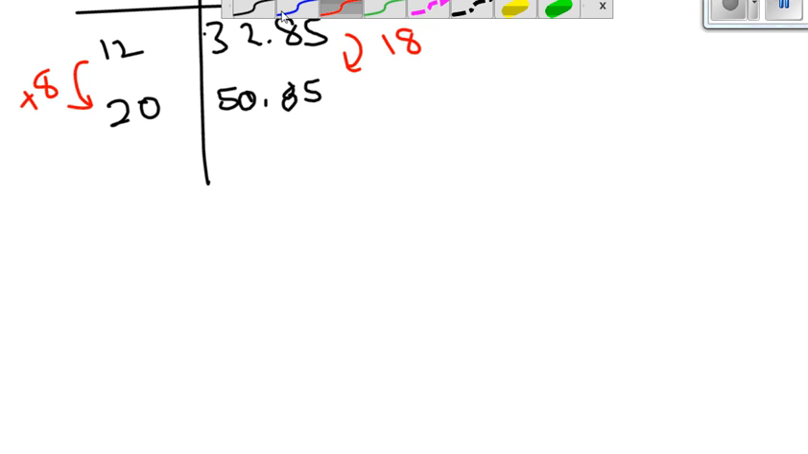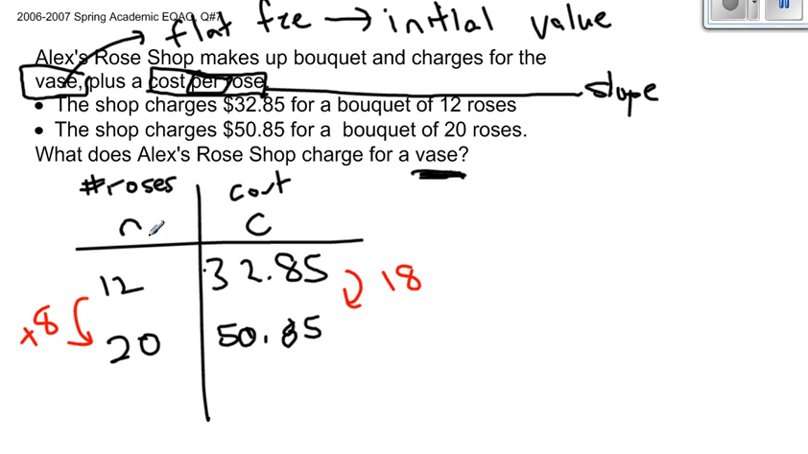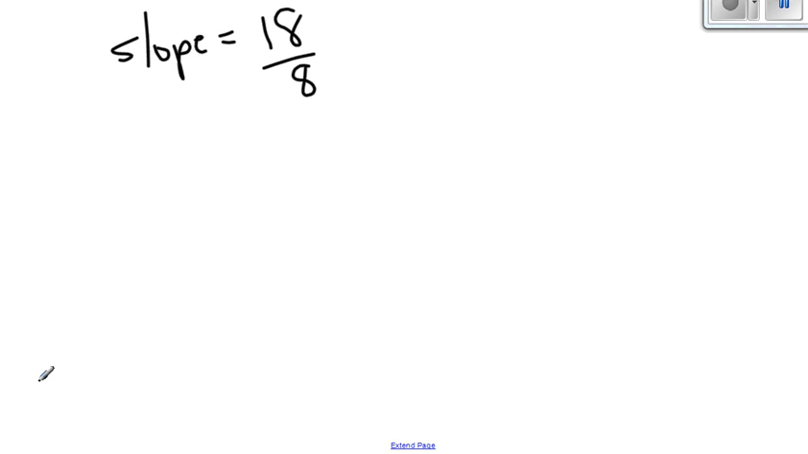So I know now that slope is 18 over 8. Now notice, I can't do that little trick I showed you where I subtract 8, because if I subtract 8, I'm only at 4. And that means I don't have the initial value. So I'm going to keep going using this method. And again, this is a question about money, so I know that I'm allowed to use decimals whenever money's involved. So each rose is $2.25.